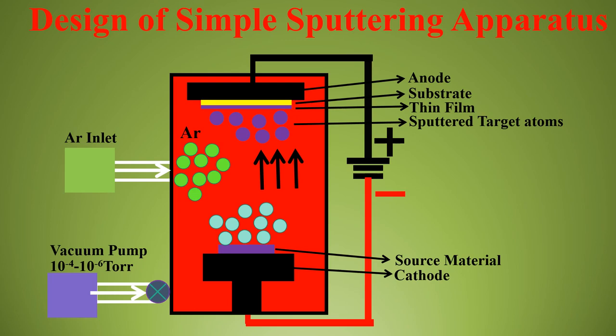Another interesting factor in this apparatus is the applied potential. Okay, so we need a potential which works at high kilo electron volts. For the sputtering process, we need a potential in the range of 3 electron volts to 3 kilo electron volts.